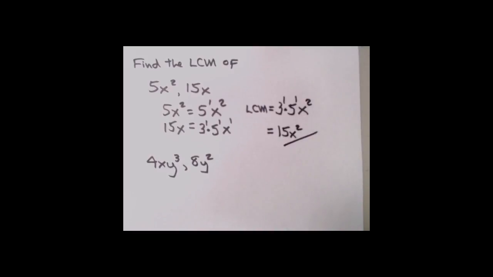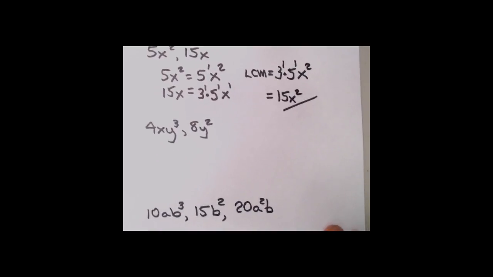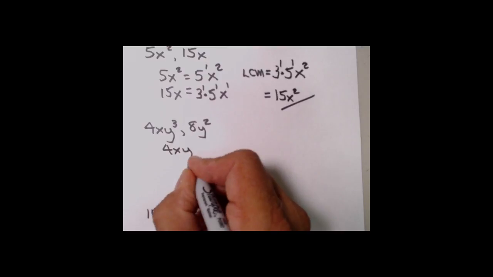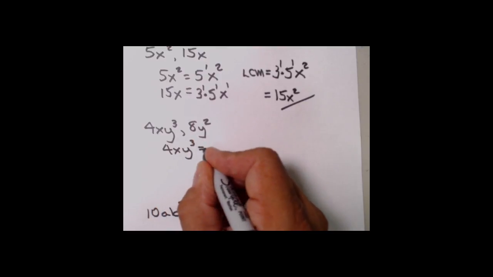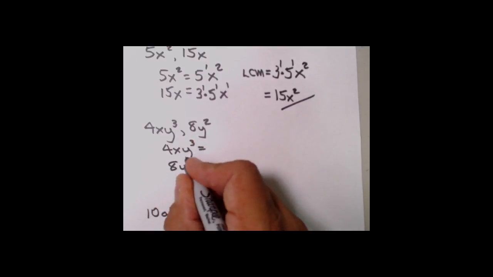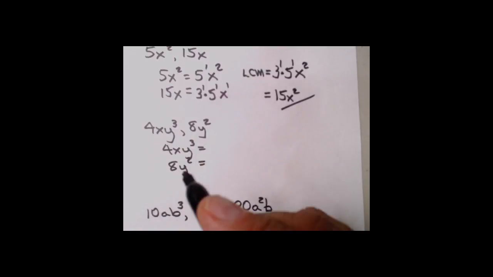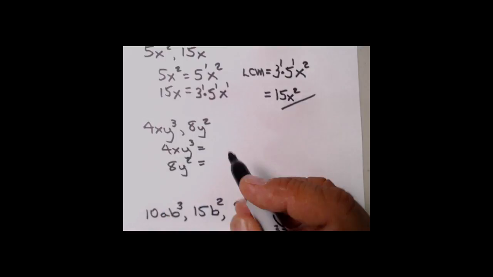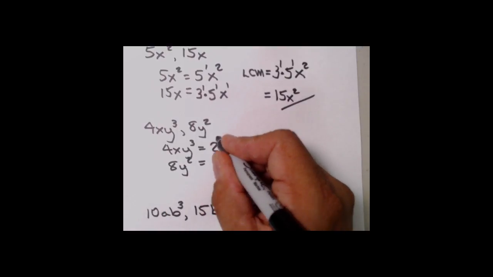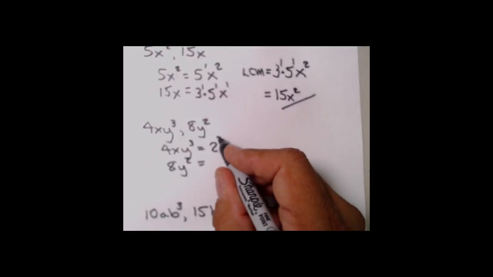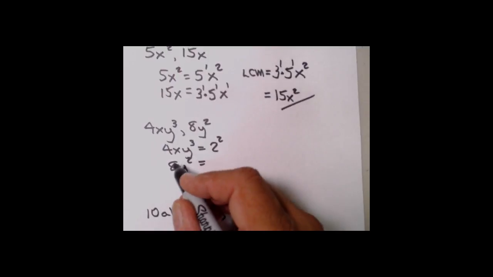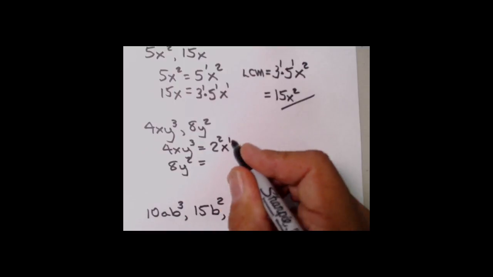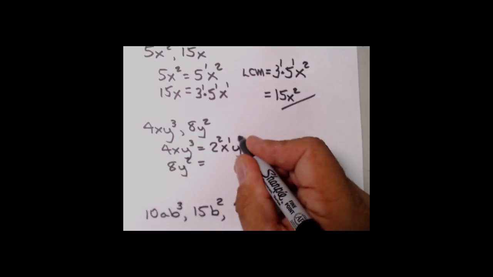Okay, well, let's do the similar thing with the next guy here. Okay, I've got 4xy cubed, and I've got 8y squared. Okay, first off, the 4 is not prime, but it's 2 times 2, or 2 squared, which is prime. Remember, of course, you always have to indicate the exponents. That's what makes this whole process work. We got a single x, so to the first power, and we got y cubed.